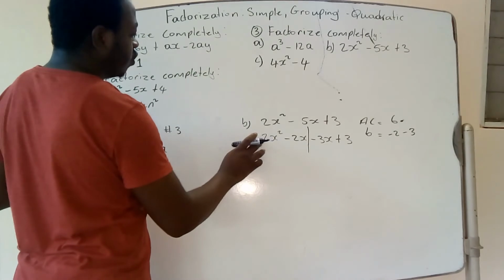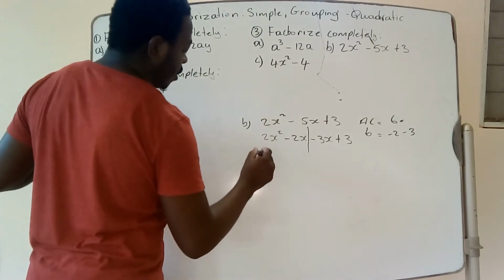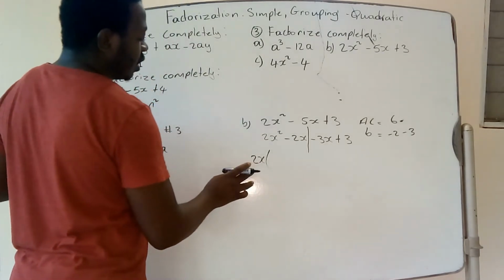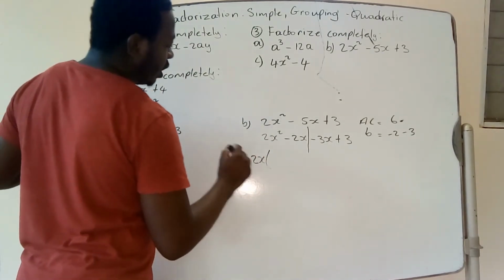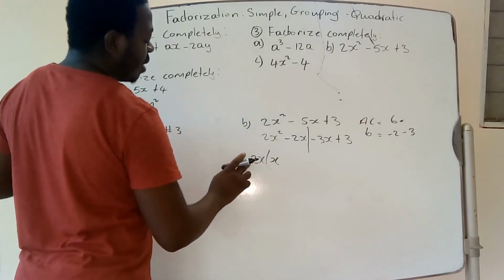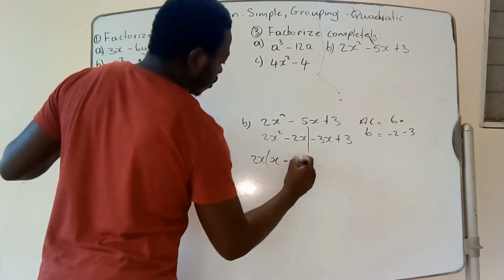So here we have 2x squared and 2x. That means 2x is common, so we can factor out 2x. 2x squared divided by 2x leaves us with x. Minus 2x divided by 2x leaves us with minus 1.